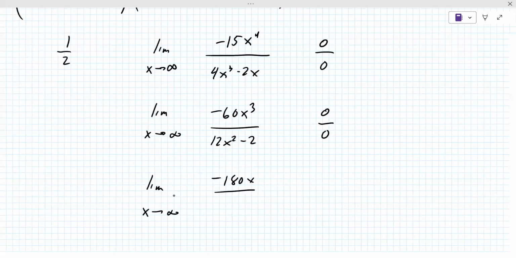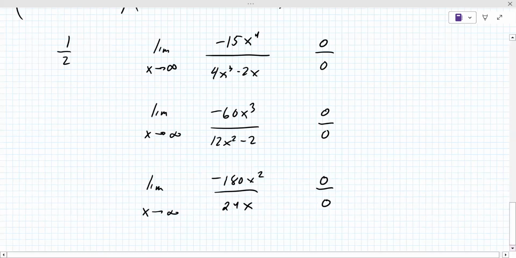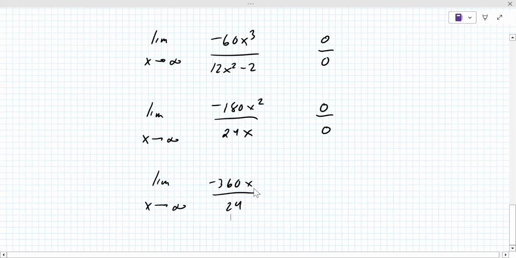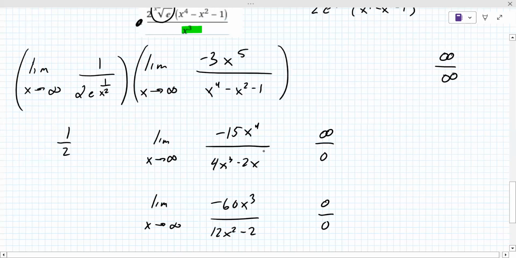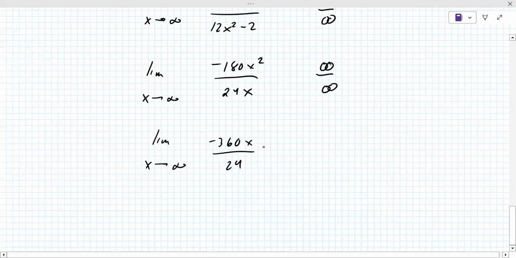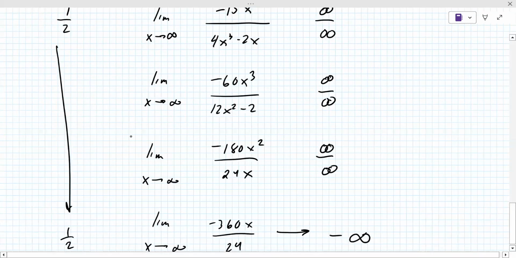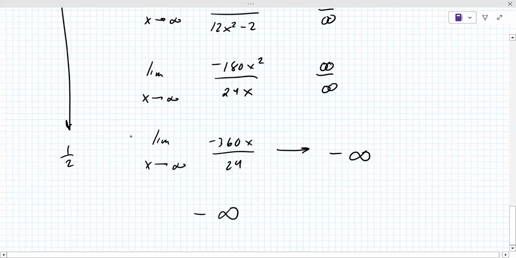Minus 180x over 24x squared, like this. And then you can keep going, limit as x goes to infinity, minus 360x over 24. And this does not go to, I'm sorry, I keep doing this. It's infinity over infinity. So this one goes to negative infinity because the degree is greater here, and you're bringing down this 1/2. So it ends up going to minus infinity, like the graph shows.